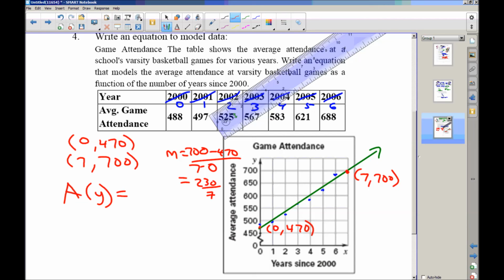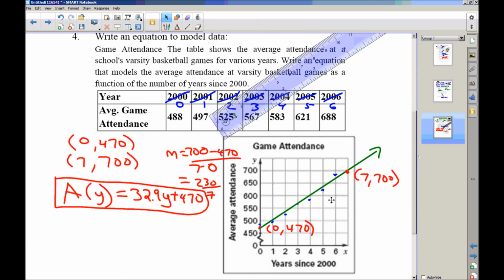And then I'll divide it. And we get about 32.9. So we're going to call our slope 32.9, and then it's over number of years. And then I have a y-intercept of 470 already. So here is my equation that says the attendance at any given year is equal to about 32.9 times the year plus 470. Okay, so write an equation that models it, and there's our equation.